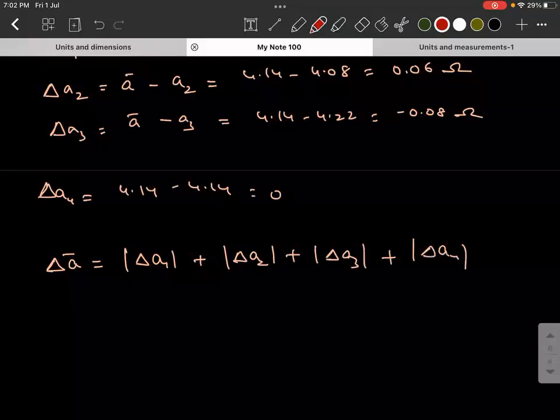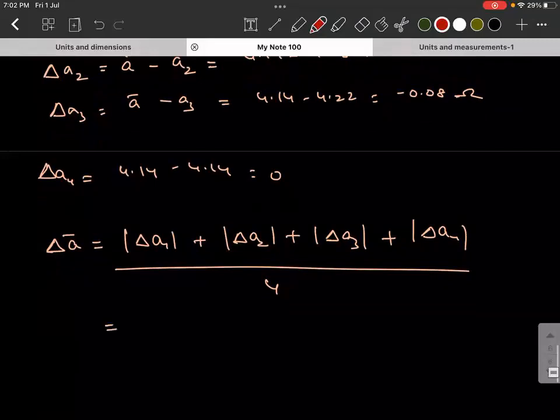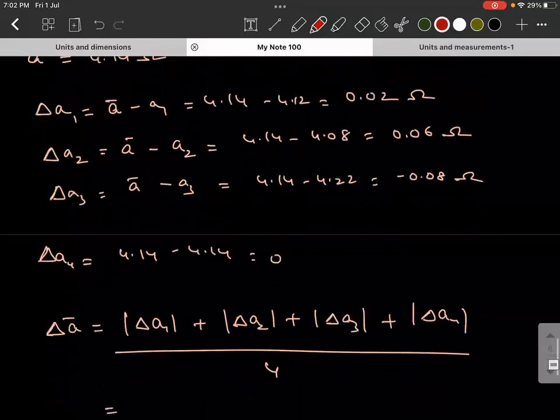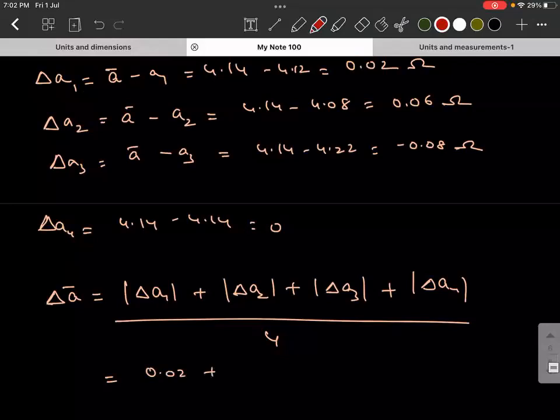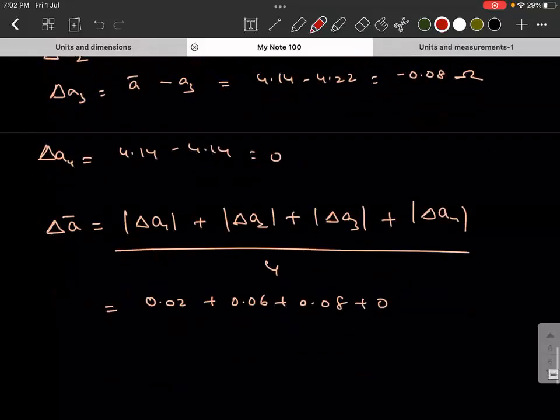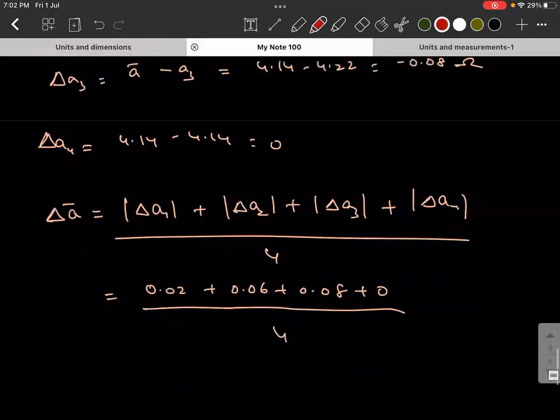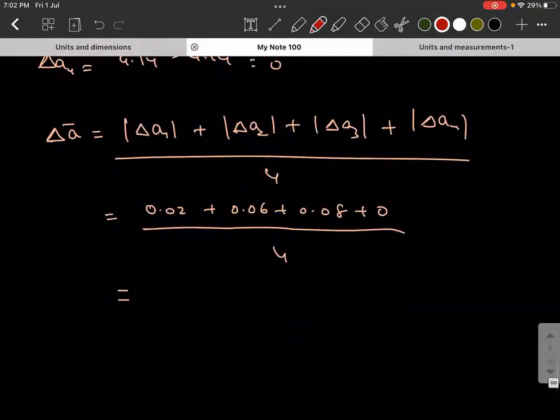This delta A1 to delta A4, the whole divided by 4. How much is this? 0.02 plus 0.06 plus 0.08 plus 0, the whole divided by 4. How much are you getting? 0.16 divided by 4, it should give you 0.04. So the average absolute error that is occurring is 0.04.